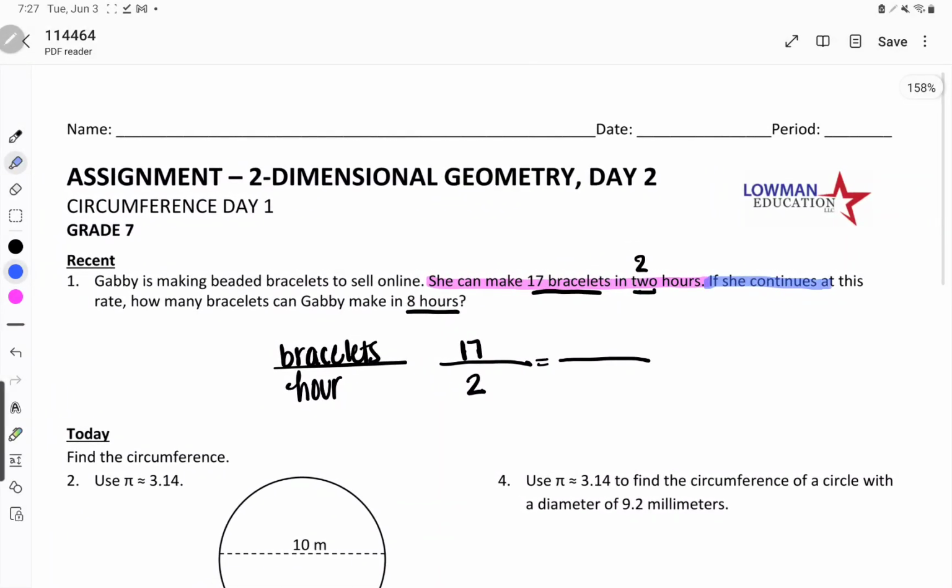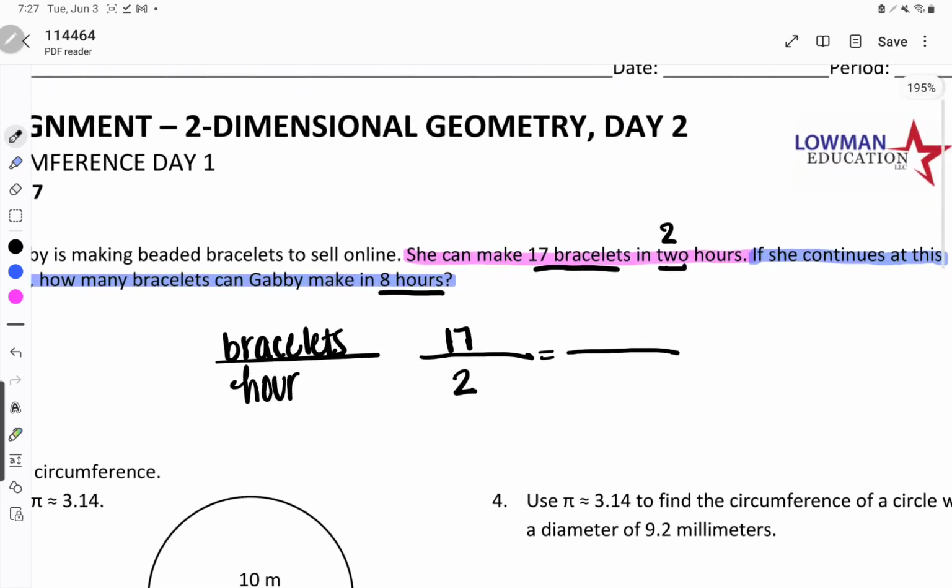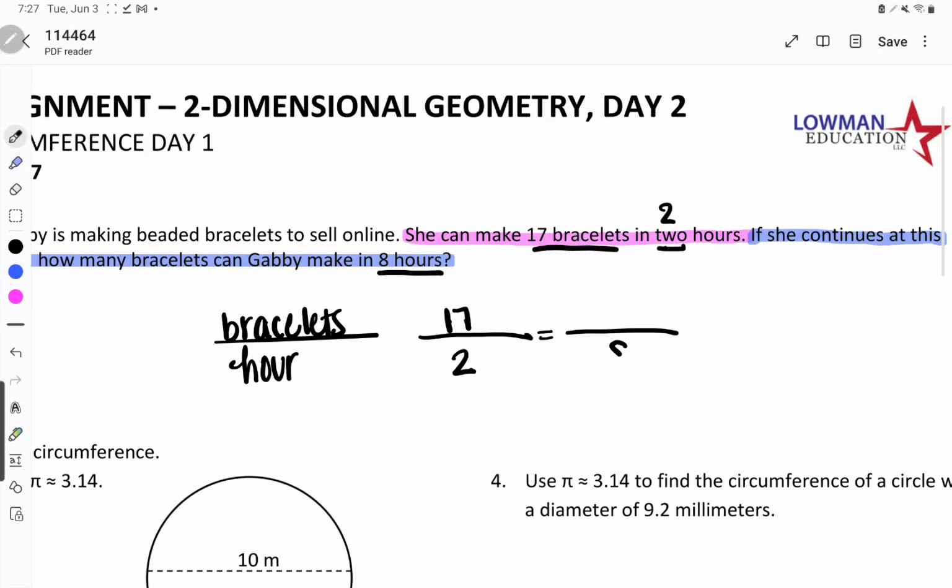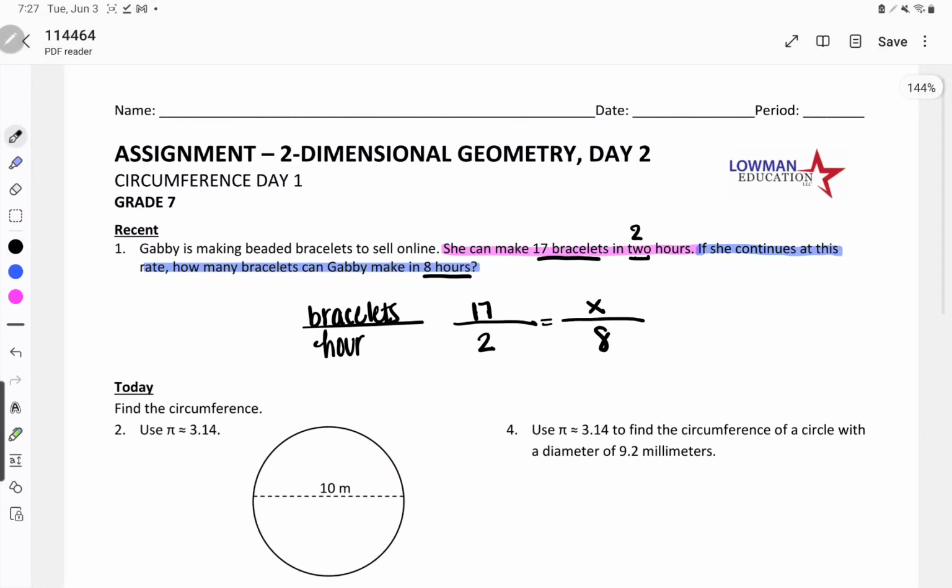All right. Then the next sentence says, if she continues at this rate, how many bracelets can Gabby make in 8 hours? So now I see the number 8. So that goes with hours. And then it doesn't say how many bracelets. So I make that X.